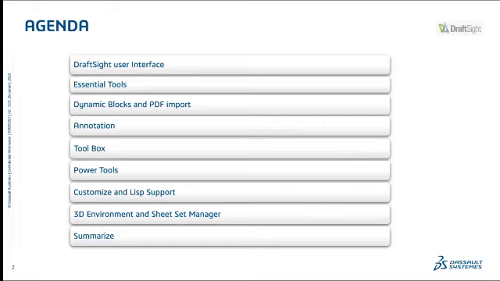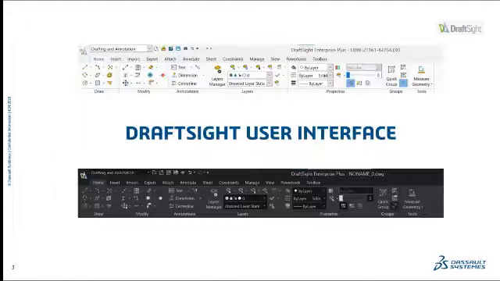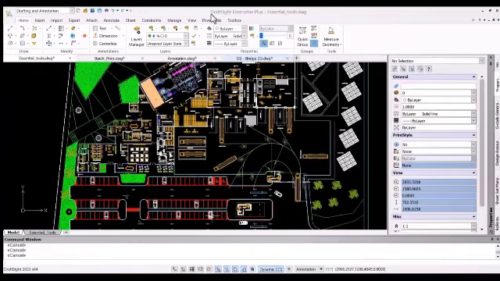We will then customize the application and bring some LISP files within DraftSight. Finally, we'll have a glimpse of the 3D environment, the sheet set manager, and then summarize our presentation. Now we'll start with the application. So first we'll see the DraftSight user interface. Let's move on to the application.